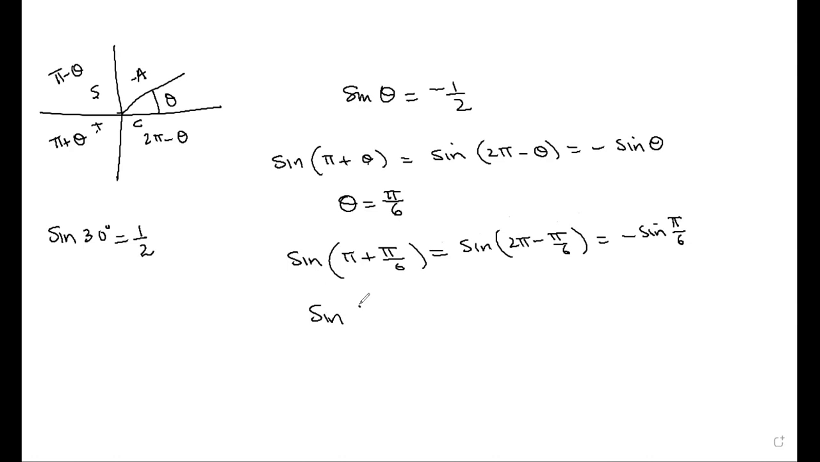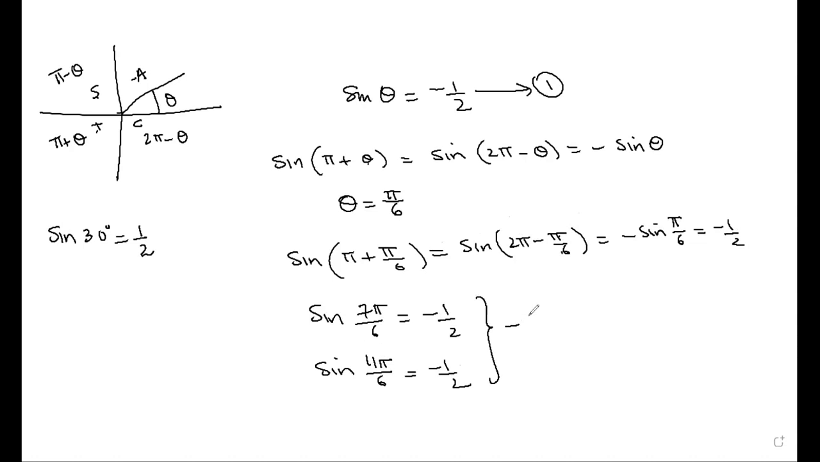That means sine 7 pi by 6 is minus half. And sine 11 pi by 6 is equal to minus half. Now compare both, equation 1, equation 2. Tell me what are the possible values of theta? 7 pi by 6 and 11 pi by 6. All of you understood this? Yes, sir. So select the formula according to the positive or negative. If it was positive, if sine theta was half.